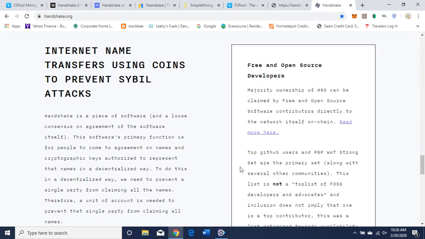Internet name transfers using coins to prevent Sybil attacks. So Handshake is a piece of software and a loose consensus on agreement of the software itself. This software's primary function is for people to come to agreement on names and cryptographic keys authorized to represent those names in a decentralized way. To do this in a decentralized way, we need to prevent a single party from claiming all the names. Therefore, a unit of account is needed to prevent that single party from claiming all the names.